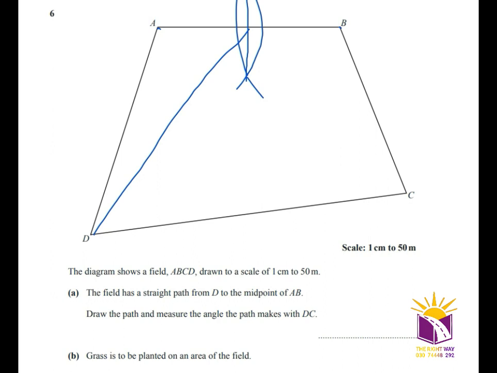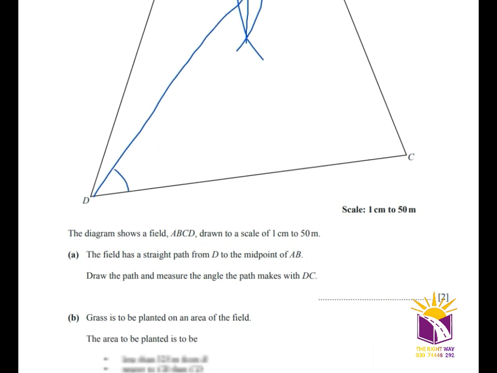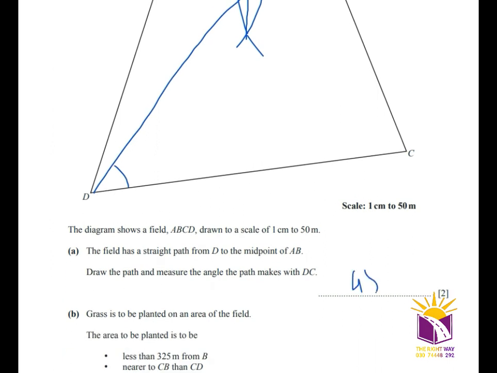Now to find the angle between the path and DC, you are going to use your protractor, and with the help of it, you will calculate your angle, which will be approximately 45 degrees to 48 degrees.